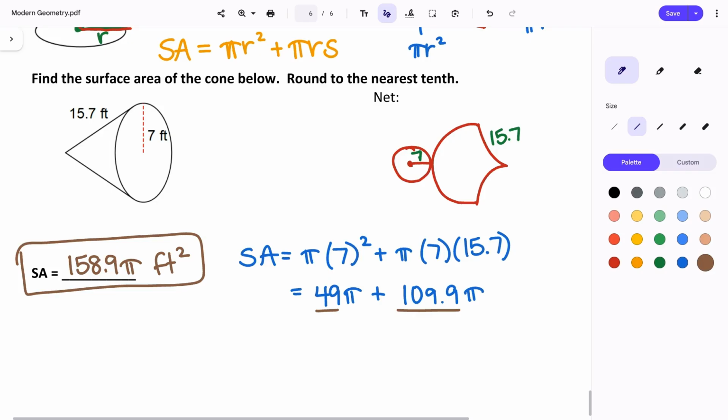All you need is your radius and your slant height. If you have those two things, you should just be able to plug it in and simplify as much as you can. Do we have questions on the cone?